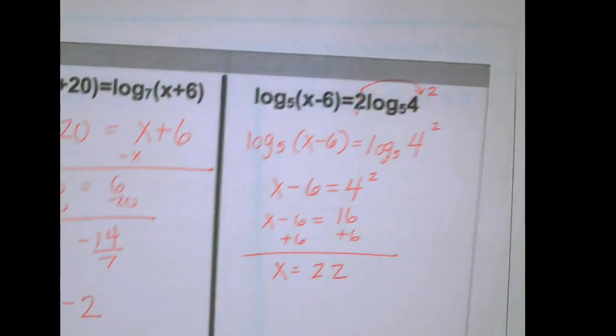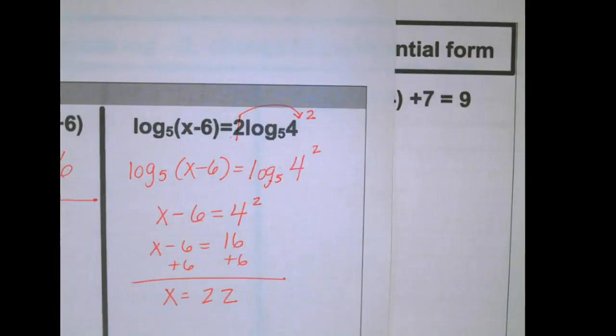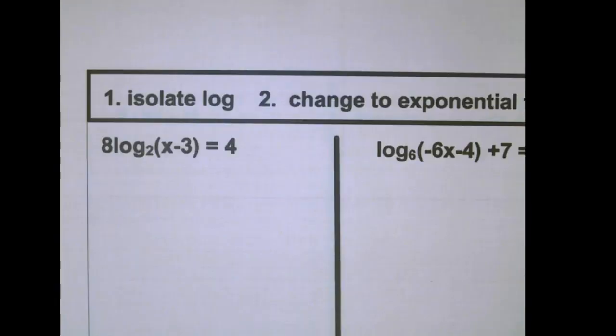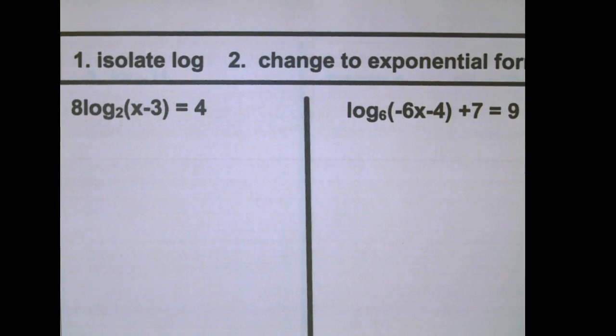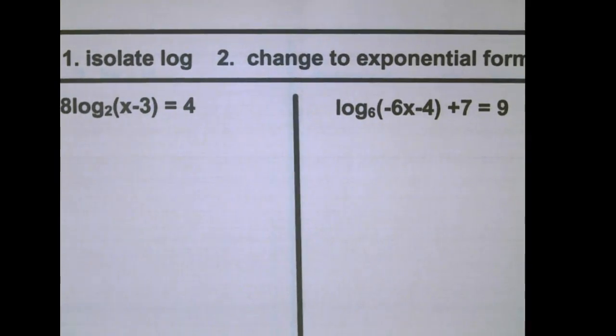Next, page 5 of your notes. On page 5 of your notes, write these steps down at the top part of your paper above the fold. Write these 2 steps above the fold on your paper, and then we'll have room for our 2 examples on the bottom.